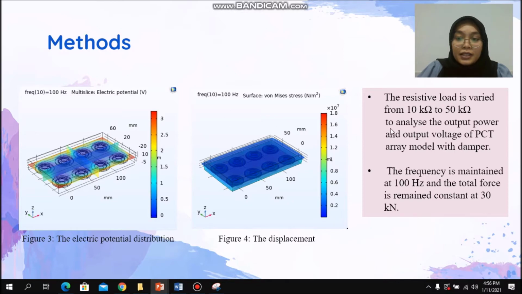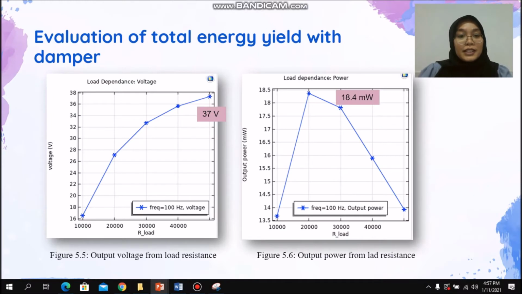The method is that the resistive load is varied from 10 kilo ohm until 50 kilo ohm to analyze the output power and output voltage from the PCT array model with damper, and the frequency is maintained at 100 Hz, and the total force also remains at 30 kN. So this is the outcome from the simulations.